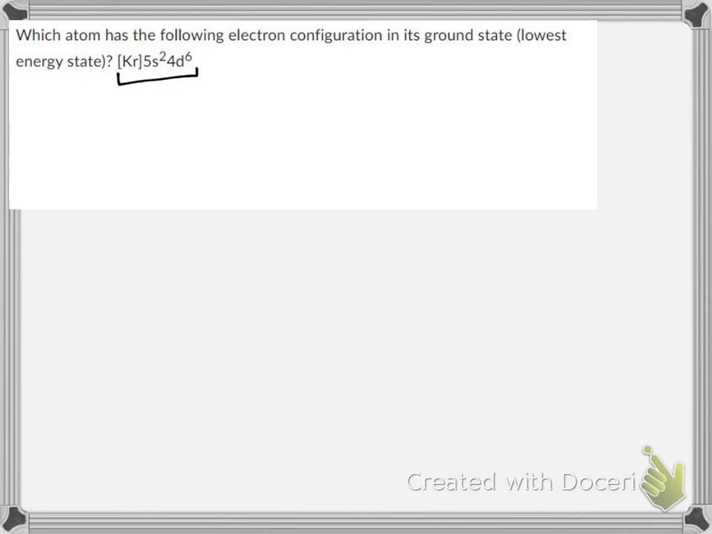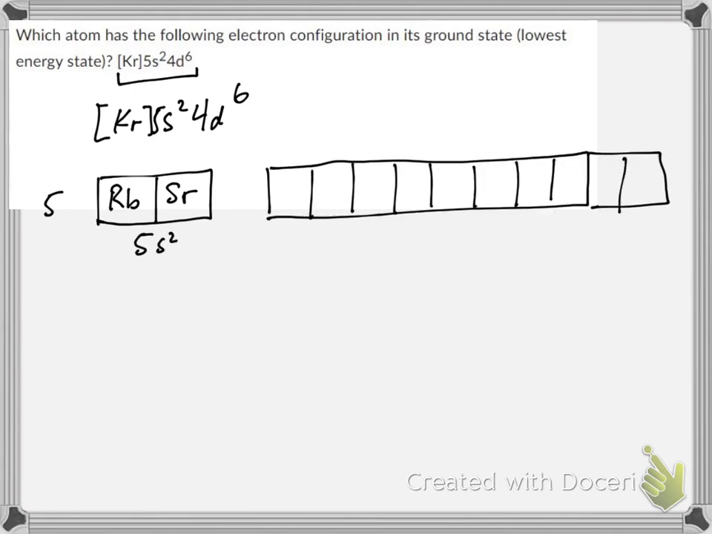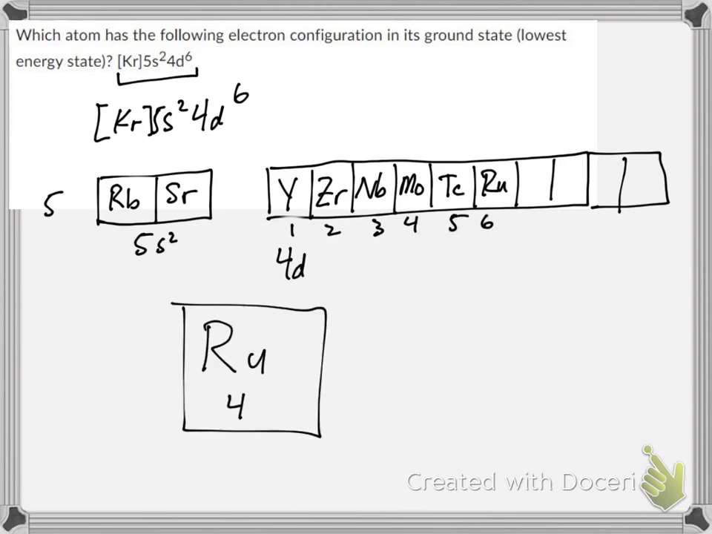Okay, so what element has a ground state electronic configuration of 5s2, 4d6? When we look at the periodic table, we go to row 5 and see rubidium and strontium at 5s2. Then we look in the d's, there's 10 of them: yttrium, zirconium, niobium, molybdenum, technetium, ruthenium. So 4d1 is yttrium, 4d2 zirconium, niobium, molybdenum. And when we get to 6, we hit ruthenium, and that's our answer. Ruthenium 44 has krypton core, 5s2, 4d6.